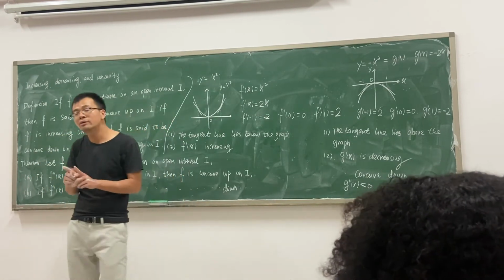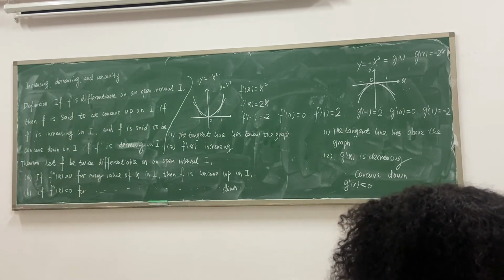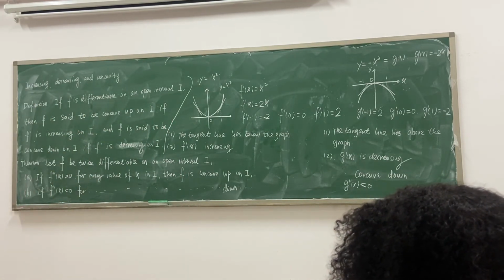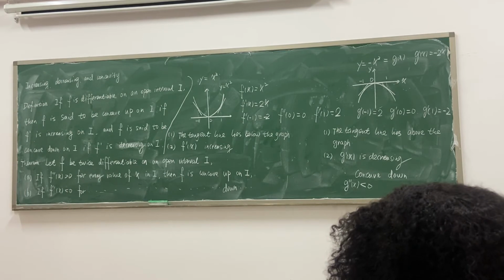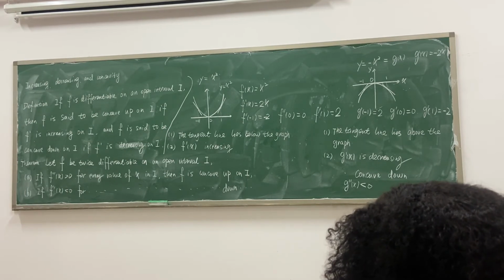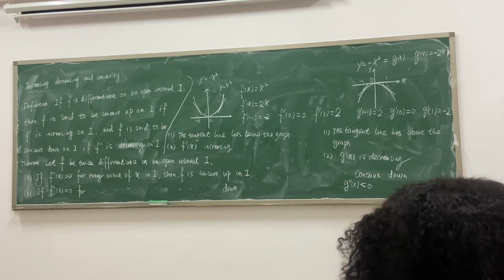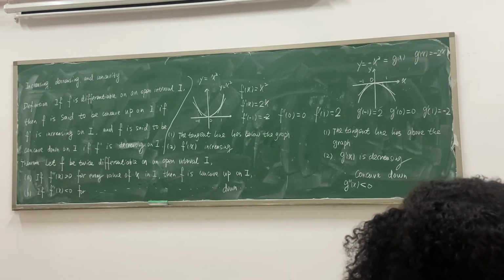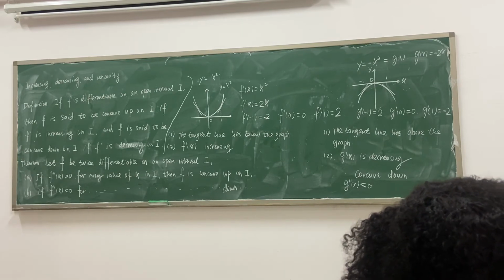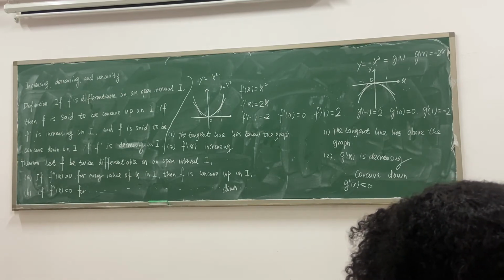So how do we determine concave up or concave down? We just need to see f double prime. Positive, concave up. Negative, concave down. So it's easy.